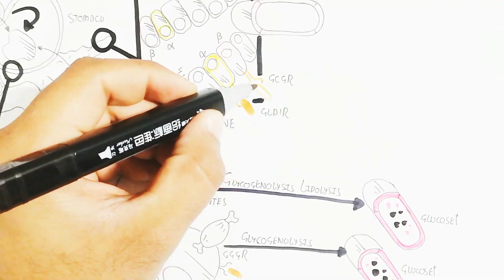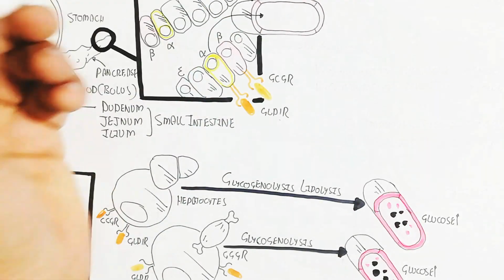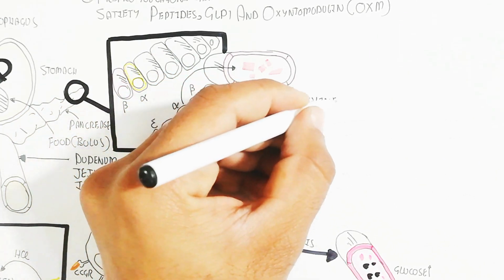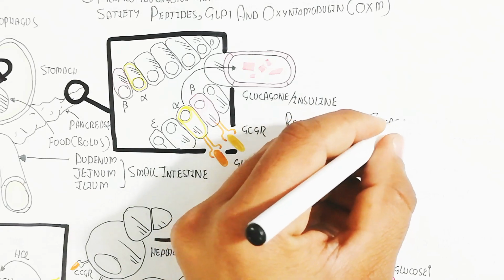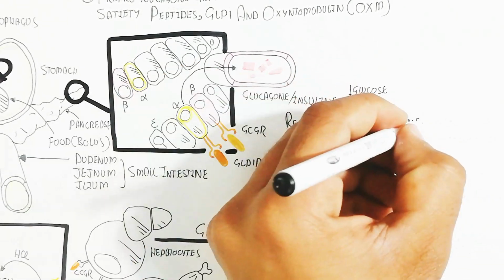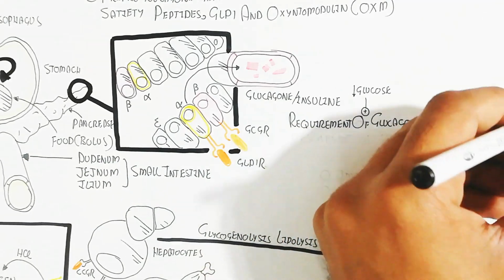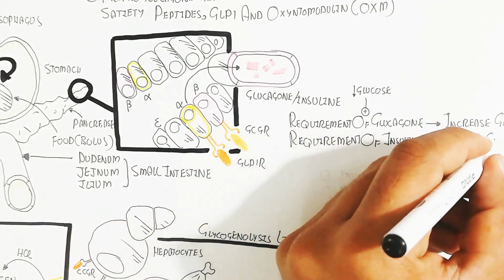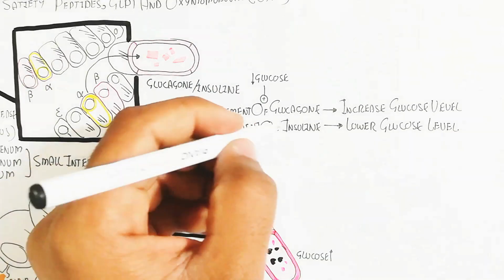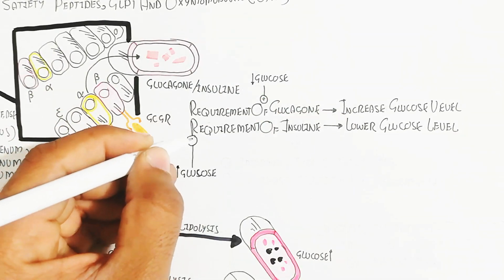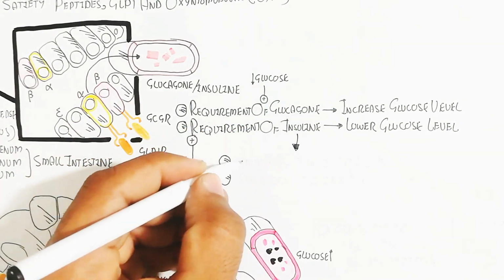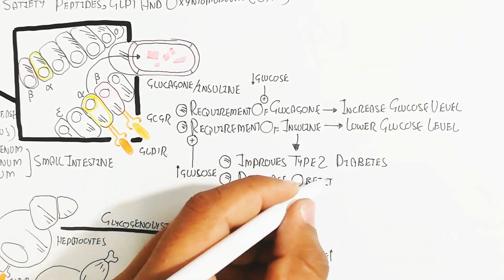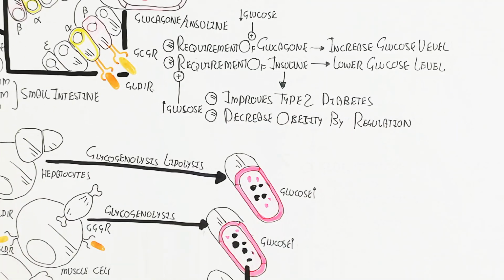The GCG receptor and the GLP-1 receptor will bind with oxyntomodulin and GLP-1, which release glucagon or insulin on the basis of requirement. For example, when glucagon is required, glucose level increases, and when glucose decreases, insulin is required when the glucose level is low. So they work antagonistically. GLP-1 and oxyntomodulin also enhance insulin sensitivity, as glucagon works properly, and in this way improve type 2 diabetes as well as decrease obesity by regulation of appetite.